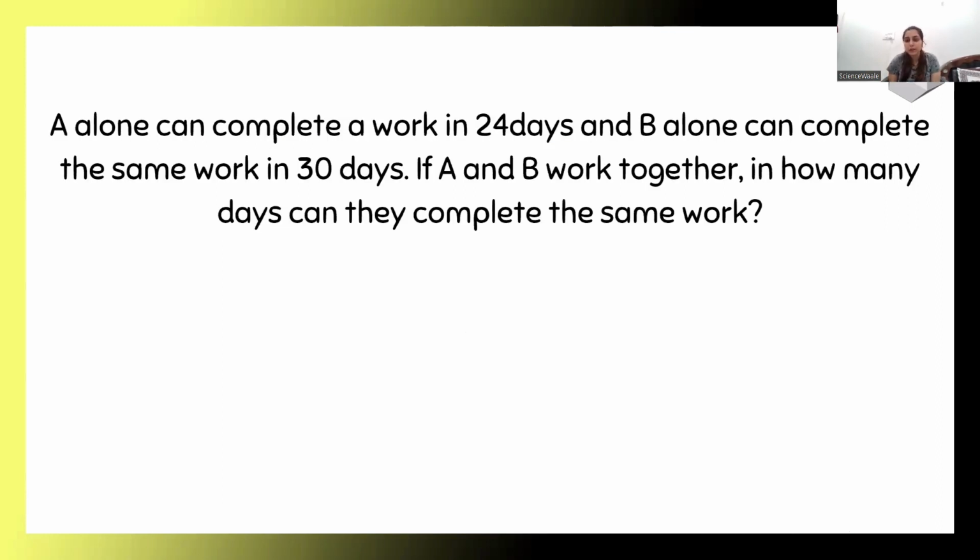The first question here we have is, A alone can complete a work in 24 days and B can complete a work in 30 days. If they work together, then in how many days can they complete the same work? So here, it is given that A can do a work in 24 days. So 1 day work of A will be 1 by 24 and 1 day work of B is going to be 1 by 30. Right? So let's just write it.